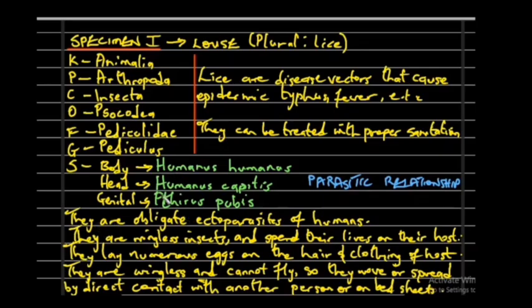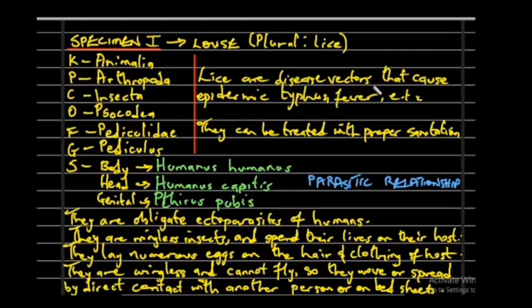For these three that I listed as examples, they are lice that affect humans. They are obligatory parasites of humans. Lice generally are wingless and they spend their lives on their host. They lay numerous eggs on the hairs and the clothing of their host. They cannot fly, and since they cannot fly, they spread themselves by contact. They spread through bodily contact or direct contact with another person or on bed sheets.